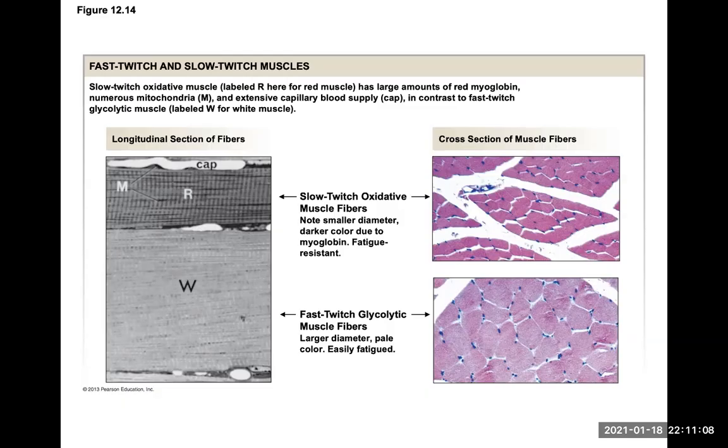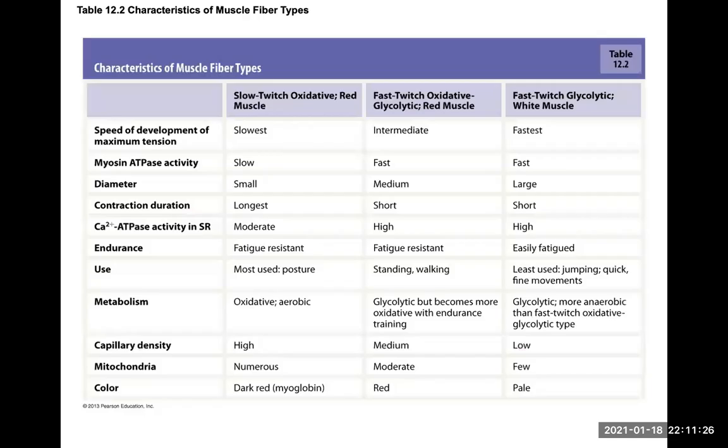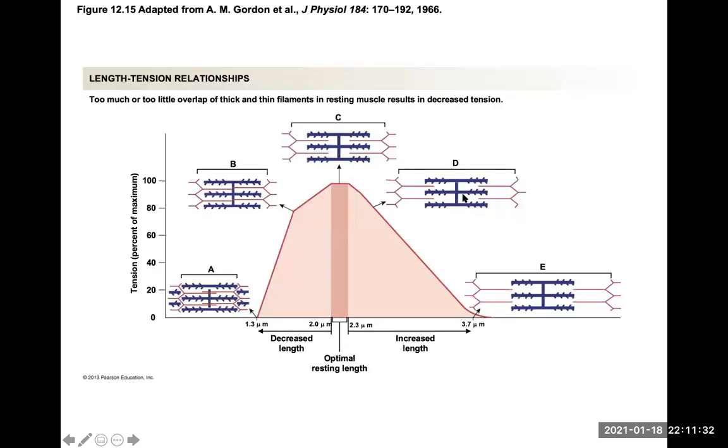So fast twitch muscles would be found in your eyes, or in the areas that sprinters would use, whereas slow twitch muscles, you'd find them in your torso or your legs, right? Where you could walk for miles and miles. People literally walk cross country and they're fine. Here's the review for you guys on the characteristics of each muscle type and where they're found.